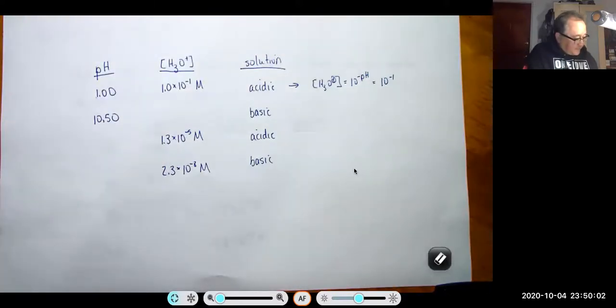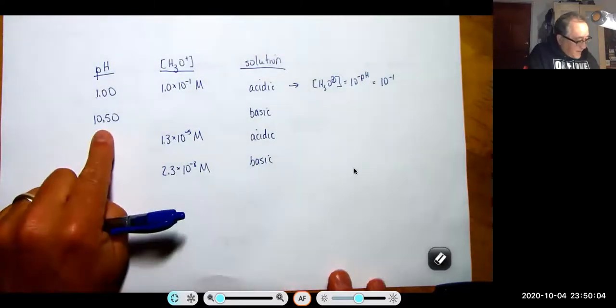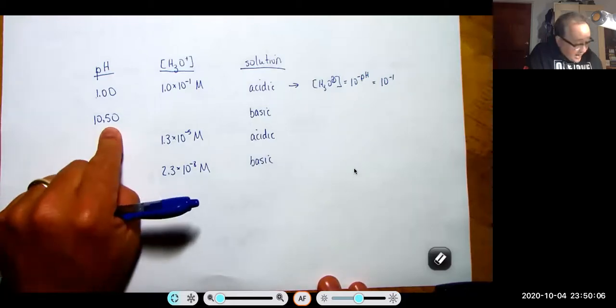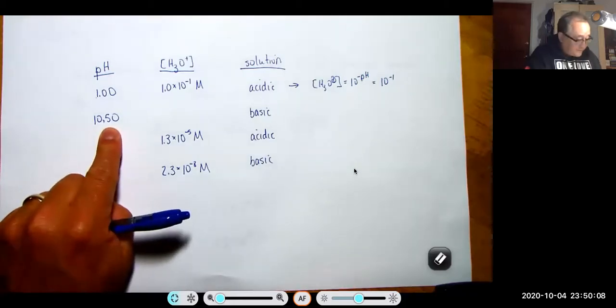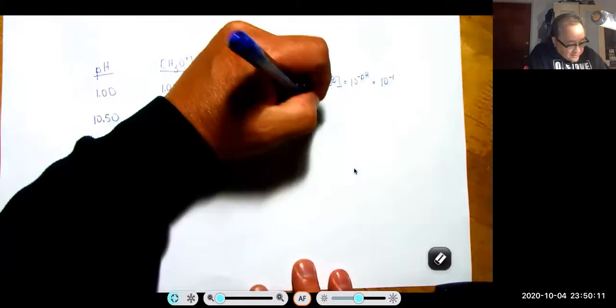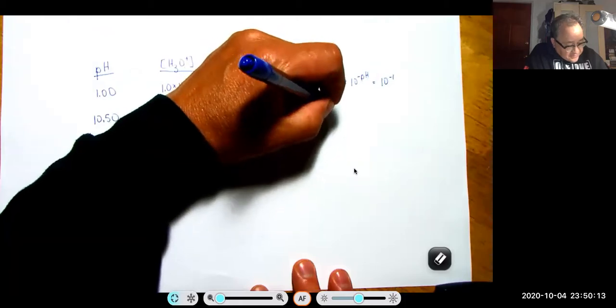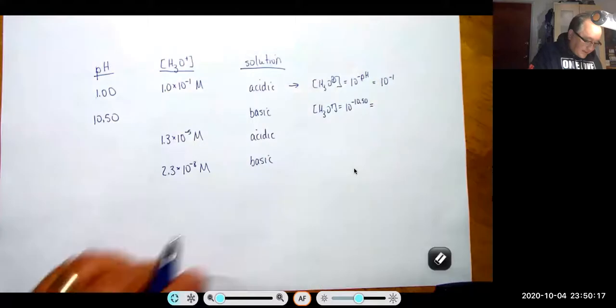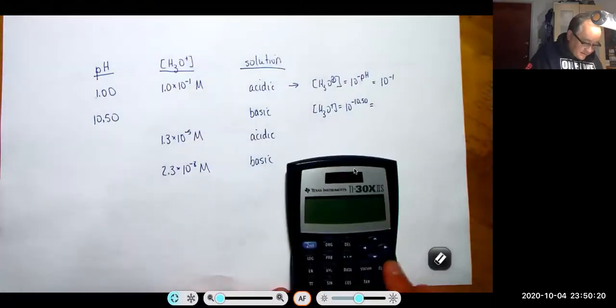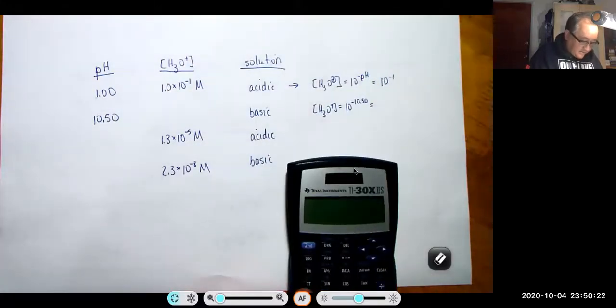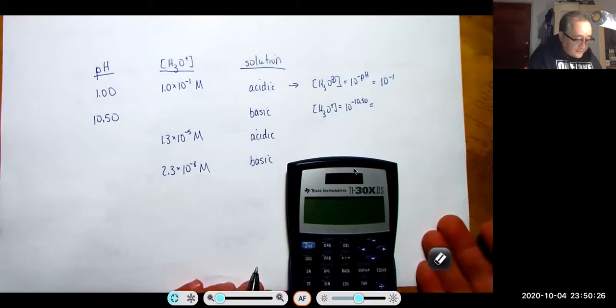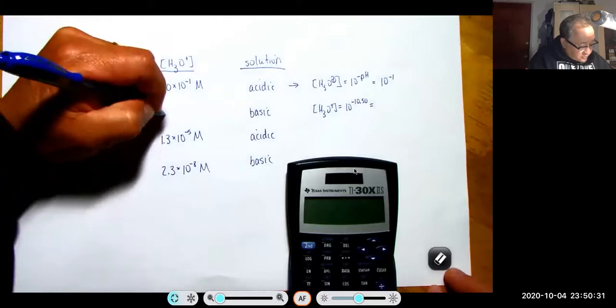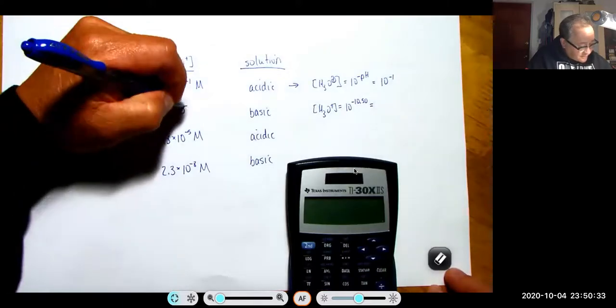Now here we have 2 digits after the decimal, so we're allowed 2 significant figures. So we have H3O plus is 10 to the negative 10.5. Let's see what that gives us. 10 caret negative 10.5, and I get 3.16 times 10 to the minus 11. With 2 sig figs, that's 3.2 times 10 to the minus 11 molarity.